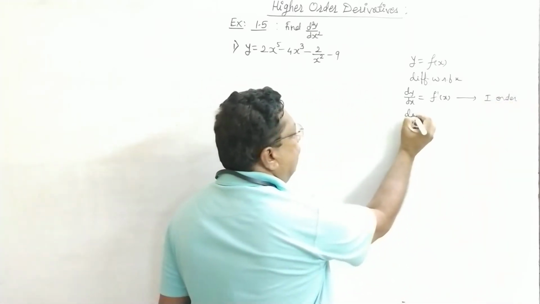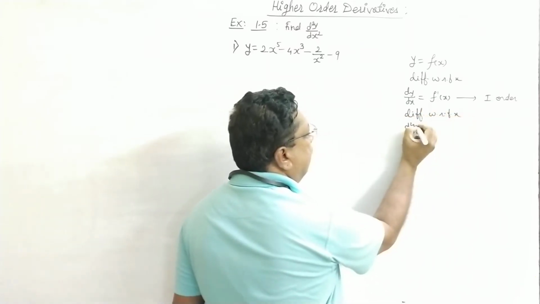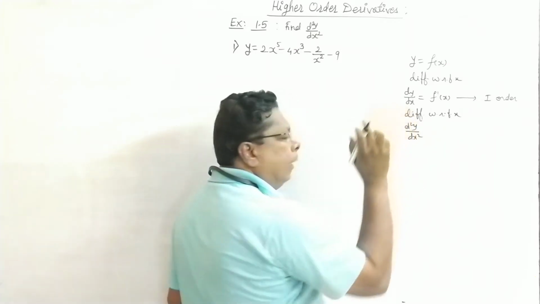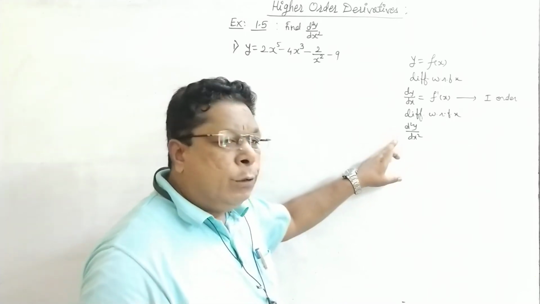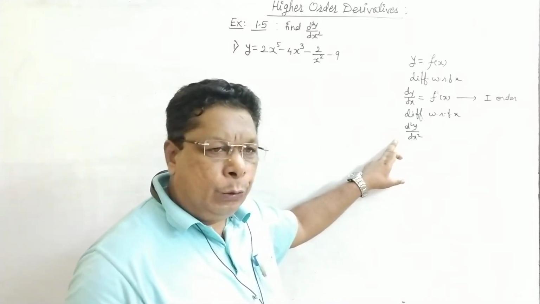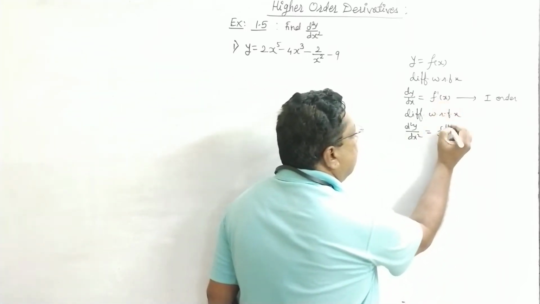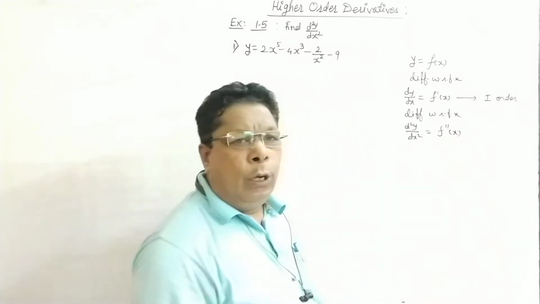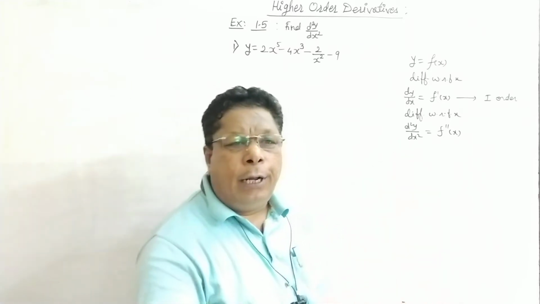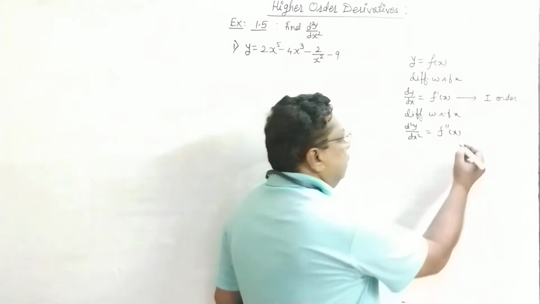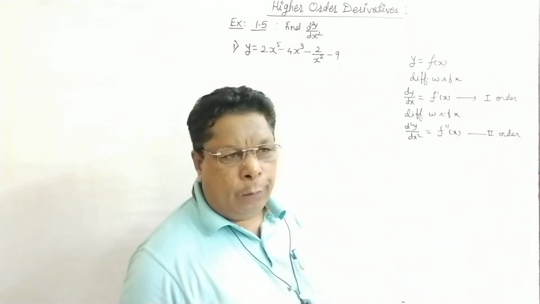If we differentiate this again with respect to x, you will get d square y by dx square. The derivative of dy by dx is d square y by dx square. You can also read it as d2 y by dx2, the choice is yours. The derivative of f dash x is f double dash x. d square y by dx square means second order derivative of y with respect to x.